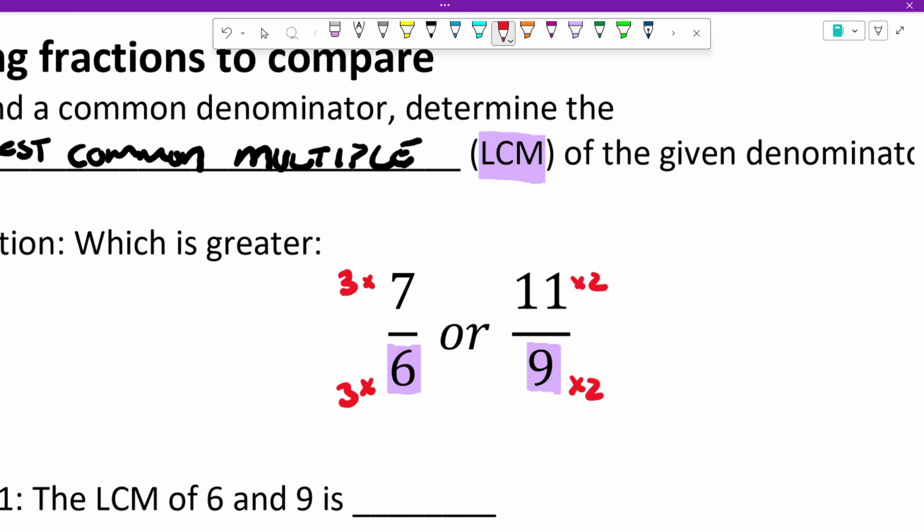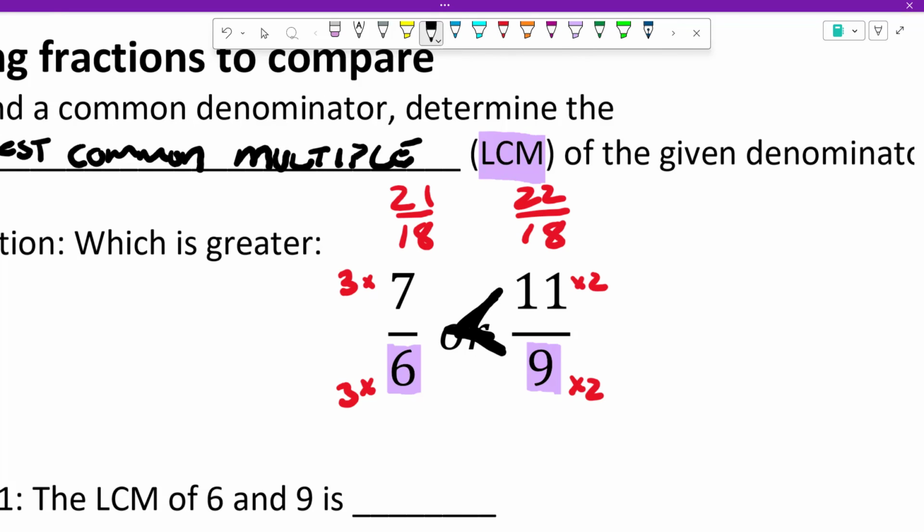So we have 21 over 18, and you have 22 over 18. Now, since the denominators are the same, it's much easier to compare. What's bigger, 21 or 22? 22. So the right fraction is the bigger fraction. So if you put the inequality symbol in, it'd be like this. Like that, right? The right one's bigger.